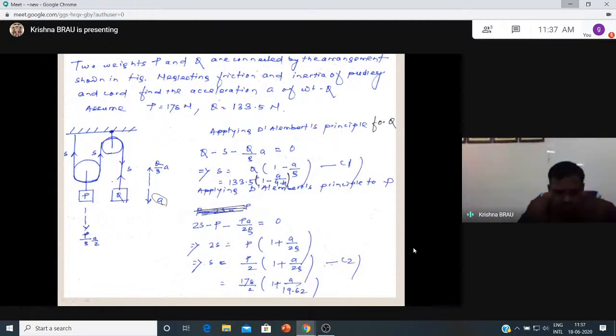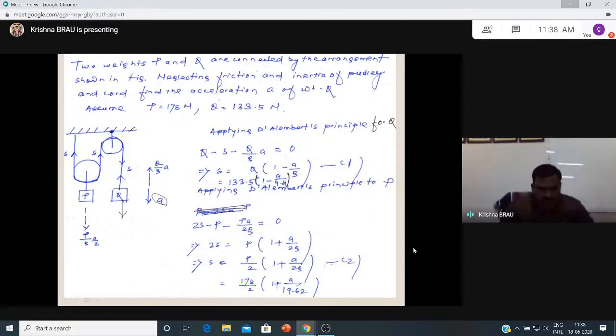That's where Q is acting downwards, weight is acting downwards. So now it is a dynamic equilibrium. Once you apply an inertia force in the opposite direction, it is dynamic equilibrium. In dynamic equilibrium, the sum of the upward forces and downward forces is zero. Anything can be positive: upward positive, downward negative, or downward positive, upward negative.